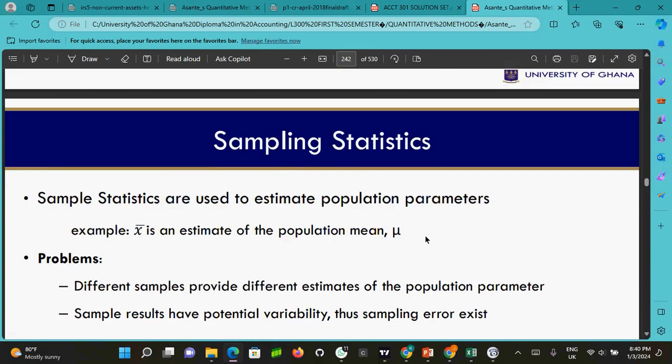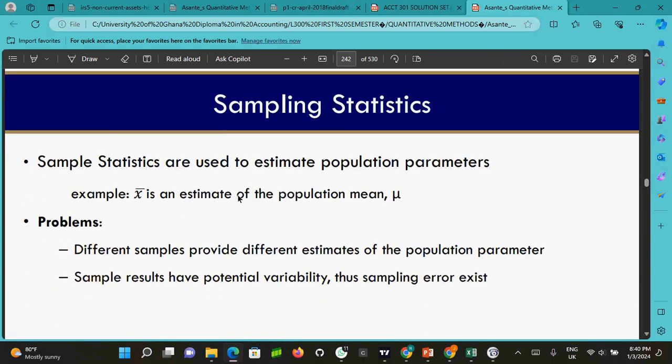It's simple. Sample statistics are used to estimate population parameters. For example, the sample mean is an estimate of the population mean. So the sample mean is the estimation of the population mean. The sample results have potential variability, so sampling error exists.